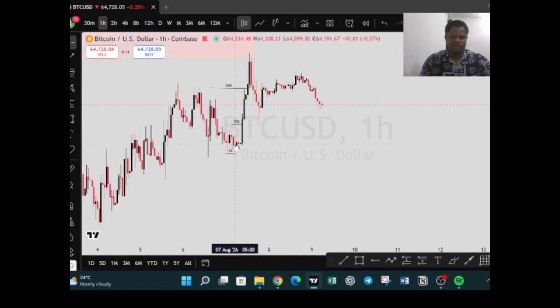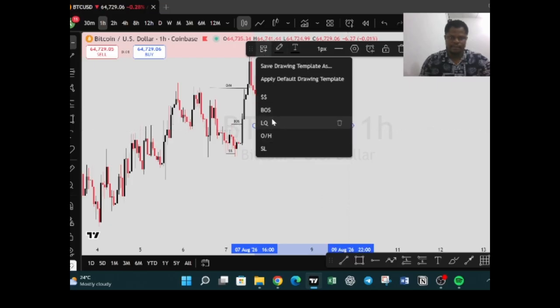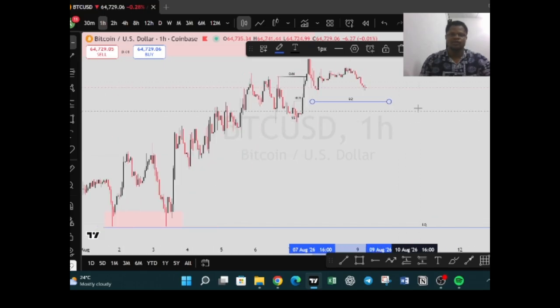But then you can see that with these BOS that we have here, these buyers are trapped. If these buyers are trapped, where is their liquidity? So this can be their liquidity. Once we see the market take out this low, then we can buy from here to the upside.